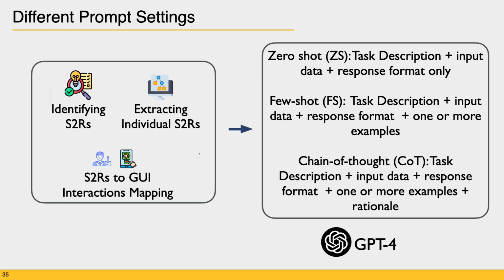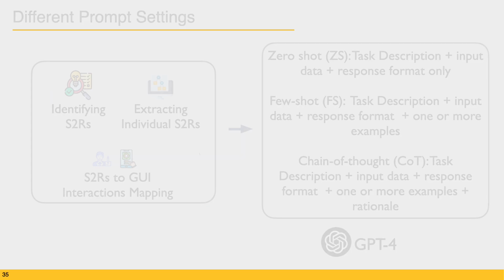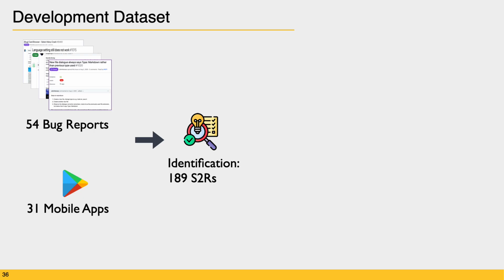So to select the best prompts, we first created ground truth data using 54 bug reports from 31 mobile apps and considered those as the ground truth data. In the identification phase, 189 S2Rs were identified, and in the extraction phase, 246 individual S2Rs were extracted.